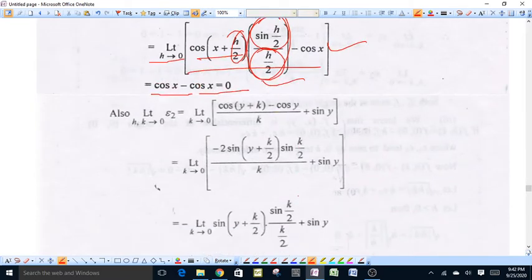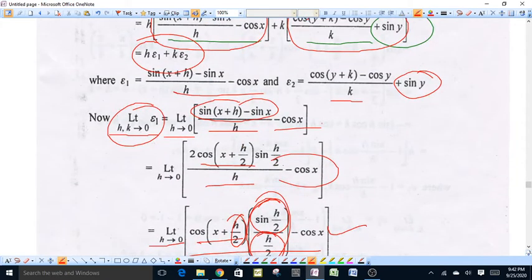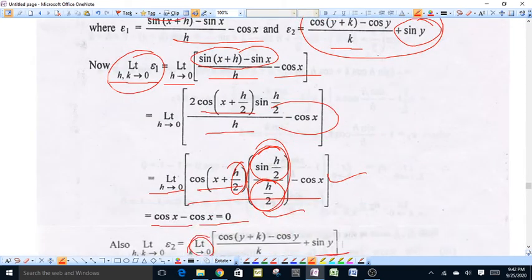Now the limit of epsilon 2 as h approaches 0 and k approaches 0 will be equal to the limit as k approaches 0, because epsilon 2 does not involve any term containing h. This will be equal to the limit as k approaches 0 of cos(y+k) minus cos y upon k plus sin y, because epsilon 2 is equal to this one.